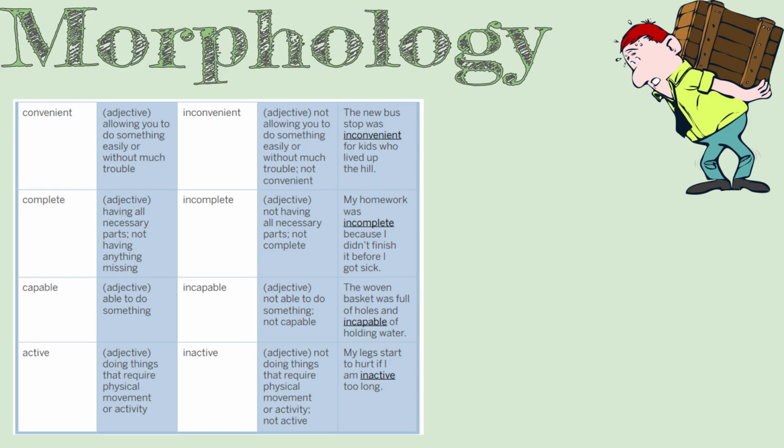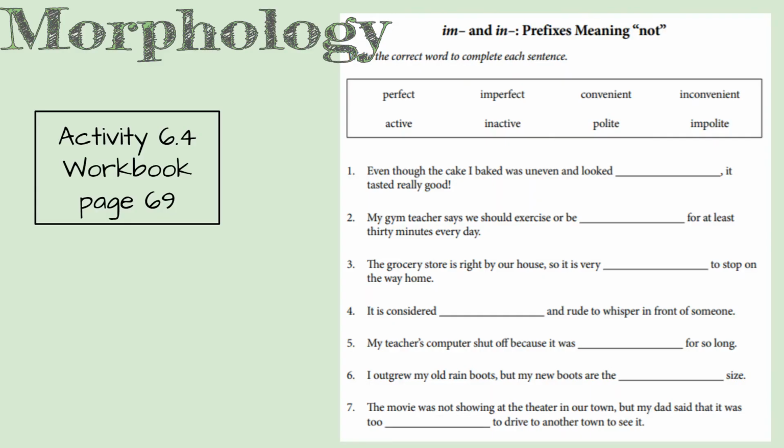All right, so lastly in this station, we are going to take a look at activity 6.4, or workbook page 69 and 70. So here we would like you to write the correct word to complete each sentence. So we just reviewed some of these words, and you're going to choose them to complete the 7 fill in the blanks. So the words are perfect, imperfect, convenient, inconvenient, active, inactive, polite, or impolite.